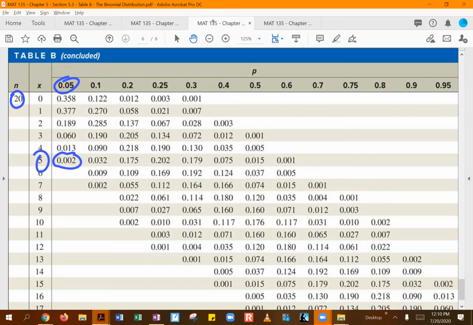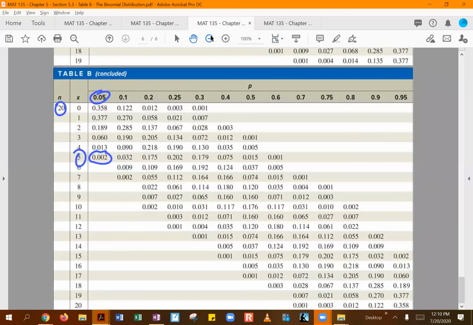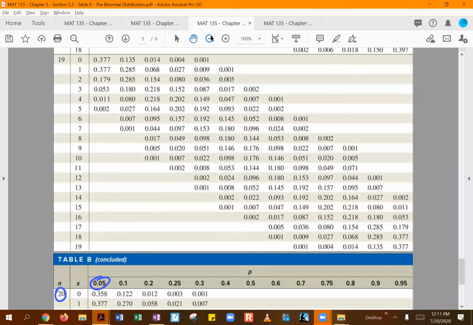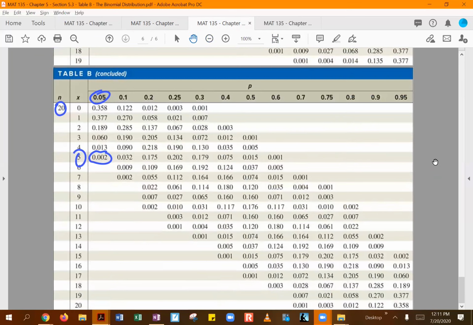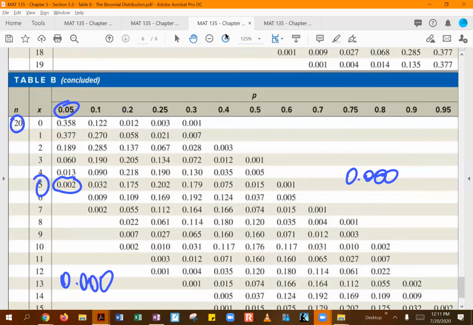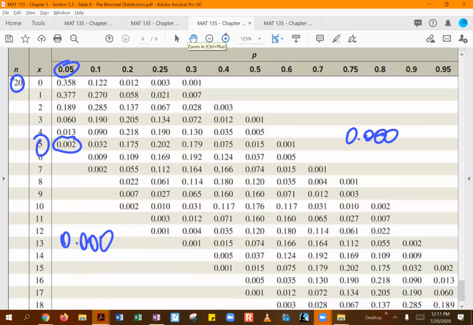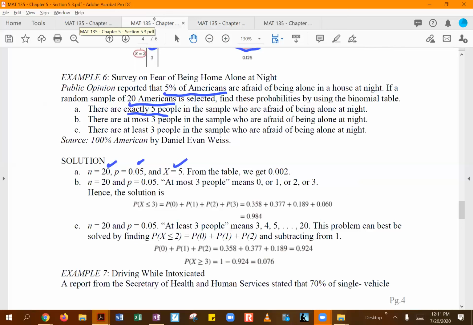Now, the other thing I want to point out is you will see how there are all these blank spaces over here in this table. So what it actually means is for these blank spaces, that probability is going to be 0.000. So anywhere where you have blank spaces, just remember all of these probabilities are 0 because they are so small that they just haven't included. So just keep that in mind as you're looking through these tables. So you can see from the table, we are getting 0.002 as our probability. So that's where they got this number from.